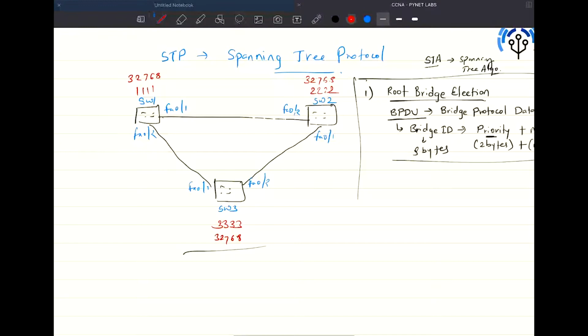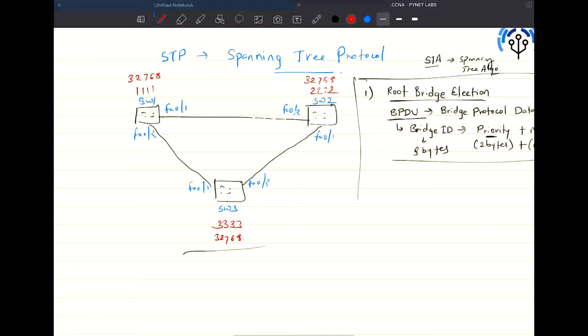Do you understand this? By default, the priority value is 32,768. Good. Then after that, whosoever has the lowest priority becomes the root bridge of that specific network. Do you get that? Now, as of now, in our topology, do we have a switch which has a lower priority value? By default, all the switches have the same priority, right?